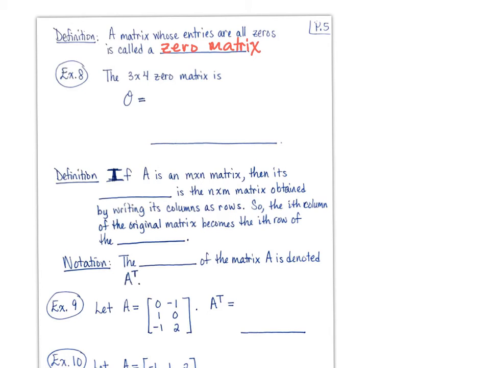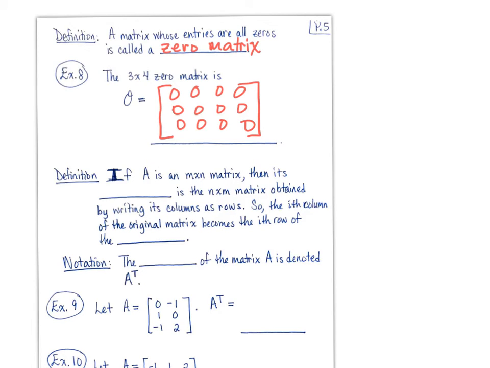So if I wanted the 3 by 4 0 matrix, how many rows should it have? 3. How many columns? 4. And what are the entries? Zeros. You got it. That's it. That's a 0 matrix. That's an example.